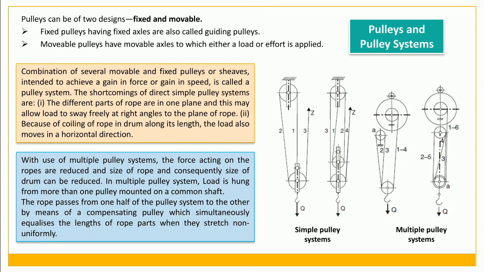Then it may happen that because of the coiling of the rope on the drum along its length, the load is also moving along its horizontal direction. But in the case of a multiple pulley system, these shortcomings can be easily avoided.